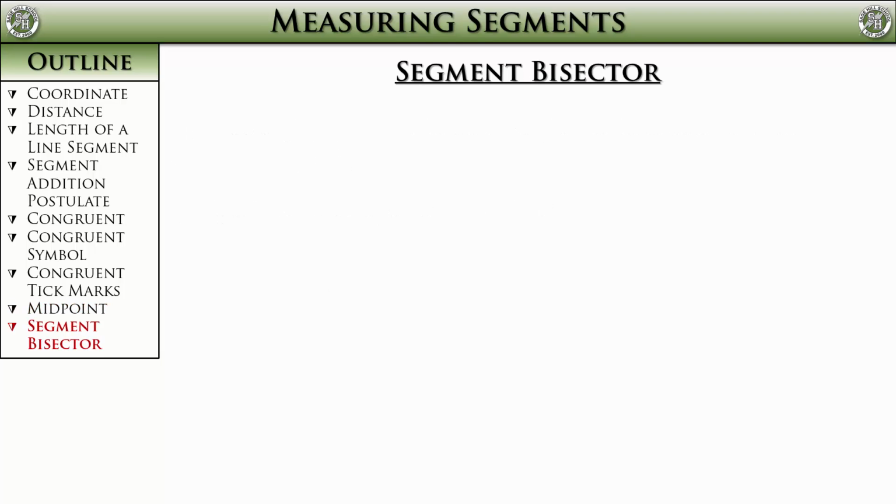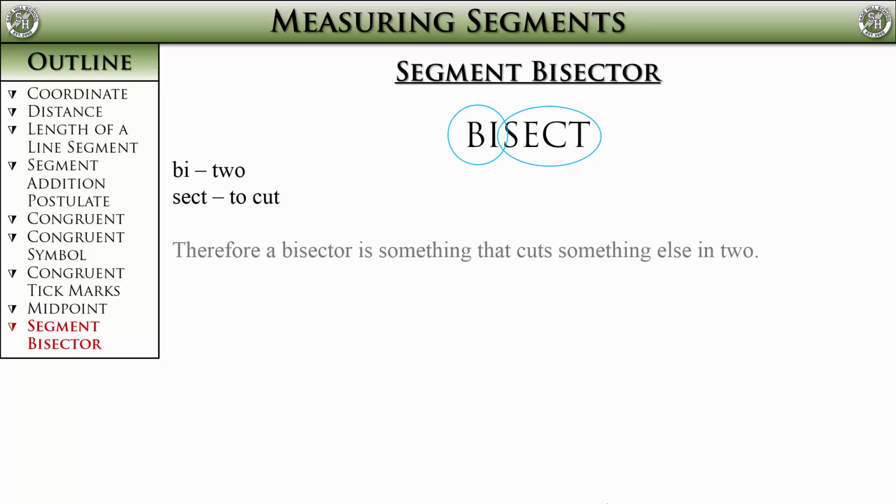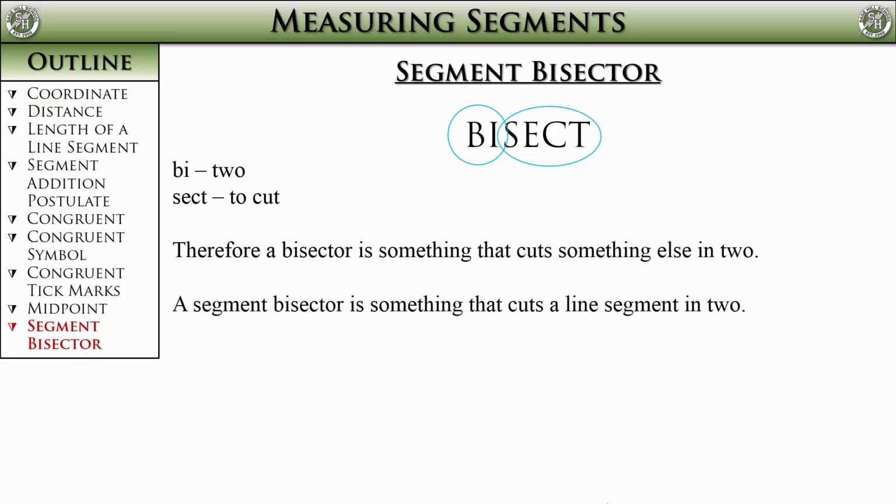Last item for this section is a segment bisector, and it's once again time for some Latin roots. For the word bisect, we have the first part, bi, which means two. Think bicycle, which has two wheels. Next, we have sect, which means to cut. Therefore, a bisector is something which cuts something else in two. But we are talking about a segment bisector here, so a segment bisector is something that specifically cuts a line segment in two. However, in geometry, bisecting is more specific than just cutting something in two. In geometry, a bisector cuts something into two equal parts, not just any two parts.